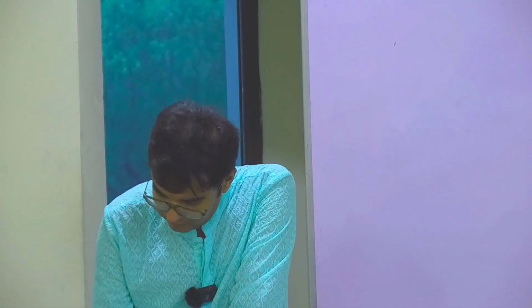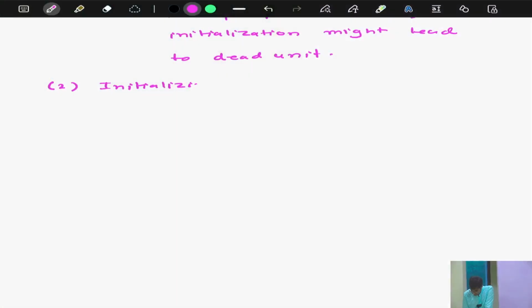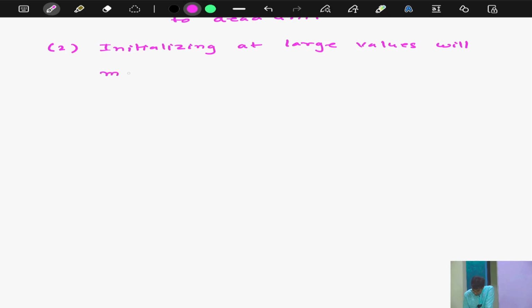So the second thing is initializing at large values, either positive or negative, I am not writing that, will make gradients 0 for, we said sigmoid, tan hyperbolic like activations.